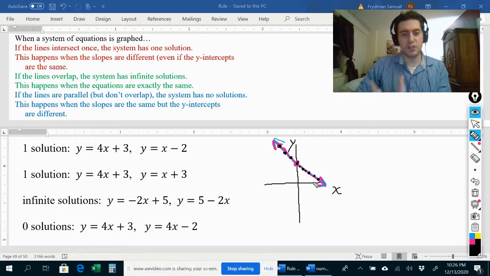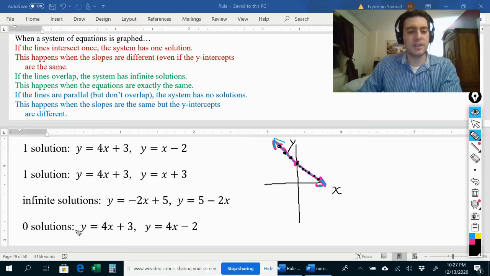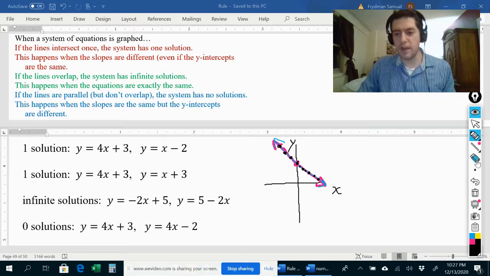Everything that is a solution to the pink line, which was given to us by this equation, is also a solution to this equation, which is represented by the blue line here. Anything that solves one of them also solves the other. So this one has an infinite number of solutions. And let's look at this example here, 0 solutions. Let's see why that happens.